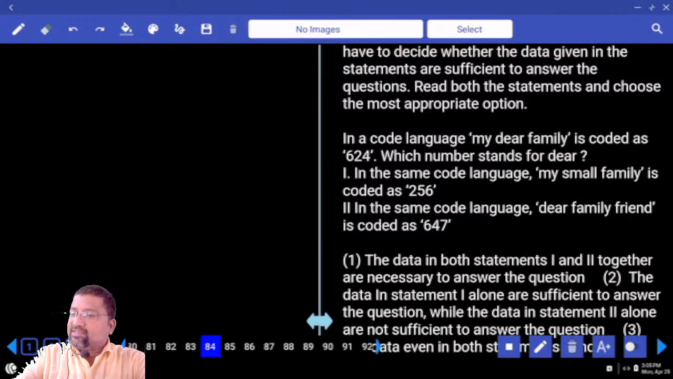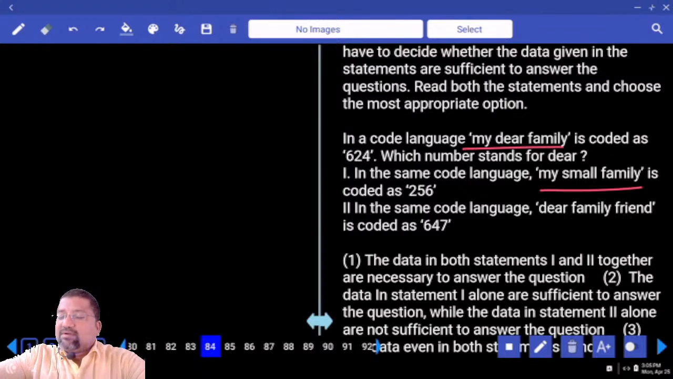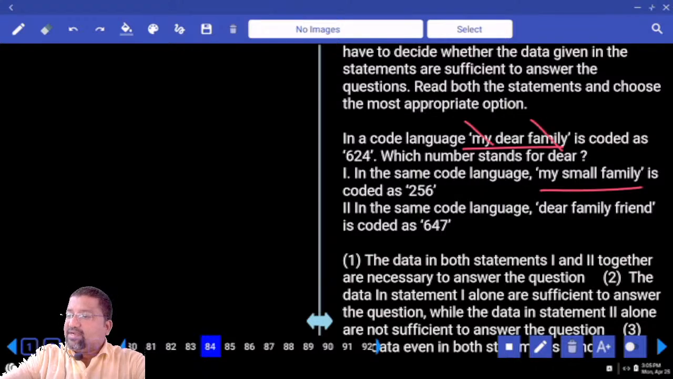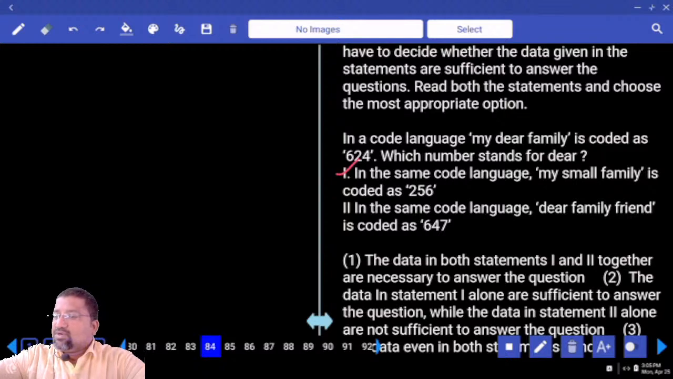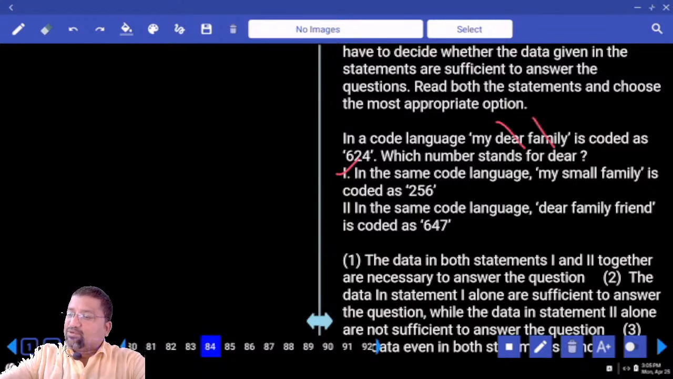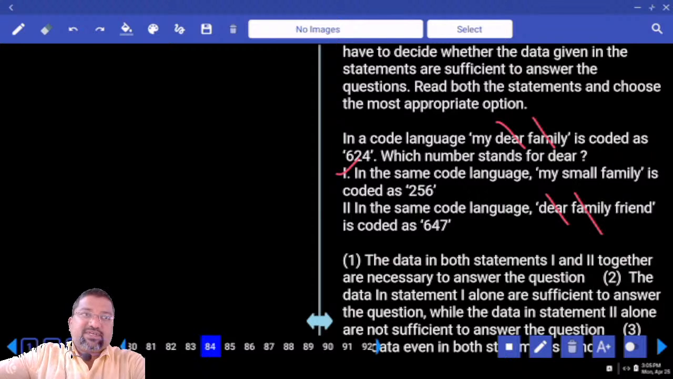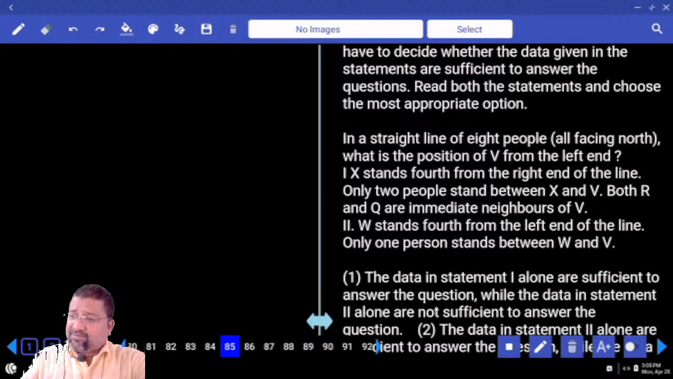So you have to compare this 'my dear family' with this one. My dear family, my small family. How many common? My and family. If you cancel my and family, what will get cancelled? 2, 6, 2, 6. What is the code for dear? 4. Did I get the answer from 1? Yes. 2. Dear family friend, I'll have 2 words which are common. What are those 2 words? Dear family. After cancellation, 6 and 4. Are you sure what is the answer? No. What's the answer? Only 1 is sufficient to answer the question.